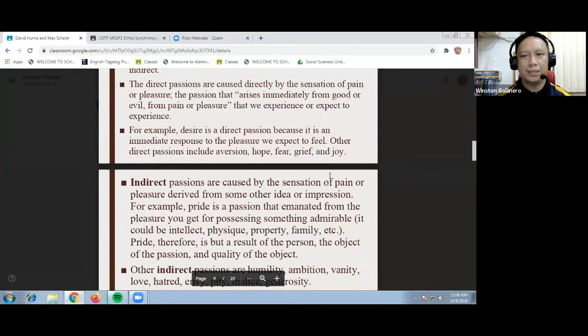Direct passions are caused directly by the sensation of pain or pleasure. The passion that arises immediately from good or evil, from pain or pleasure that we experience or expect to experience. For example, desire is a direct passion because it is an immediate response to the pleasure that we expect to feel. Other direct passions would include aversion, hope, fear, grief, and joy.